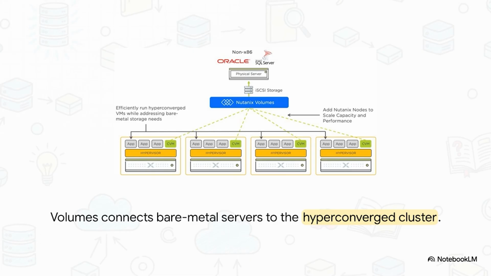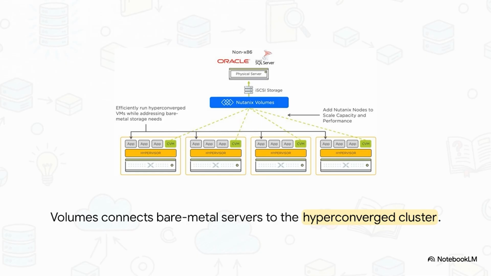So think about bridging the gap. External, non-virtualized physical servers, maybe a massive bare metal Oracle database or a legacy Microsoft SQL server, can connect seamlessly right to the hyper-converged cluster below. Volumes lets these external bare metal apps use cluster storage organized in a VG, or volume group.